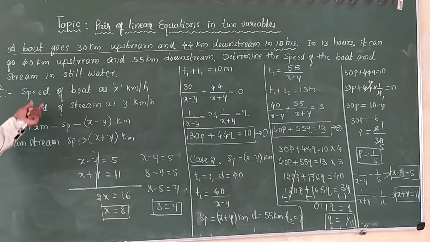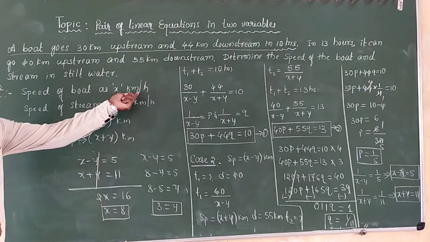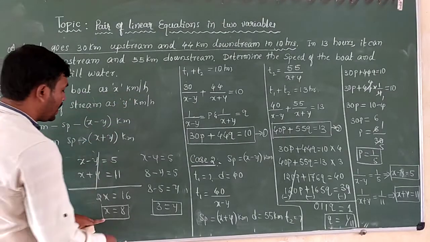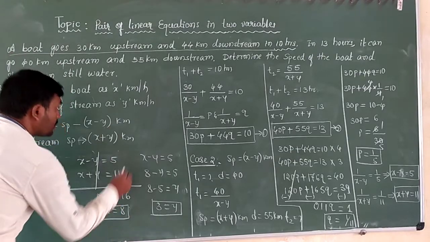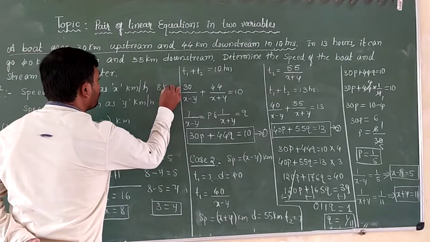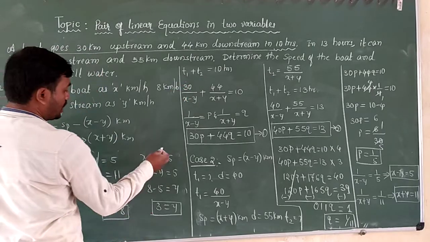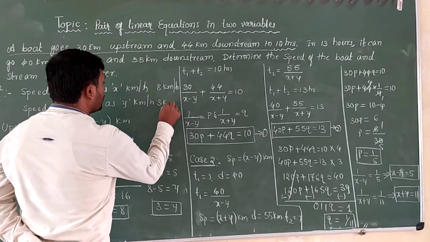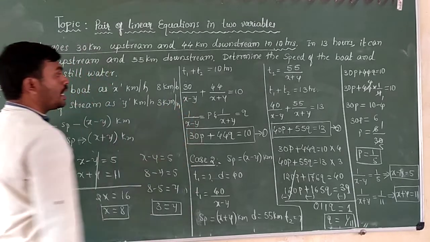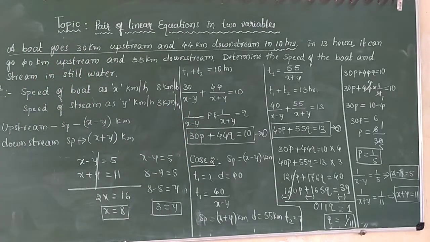So the speed of the boat is x, that is 8 km per hour, and the speed of the stream is 3 km per hour, children. So in this way we can find the solution of the given pair of linear equations in two variables.